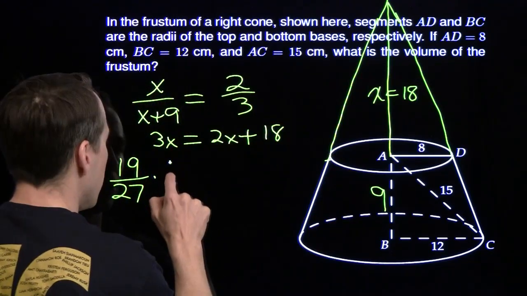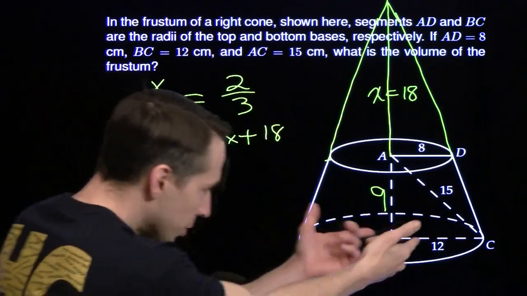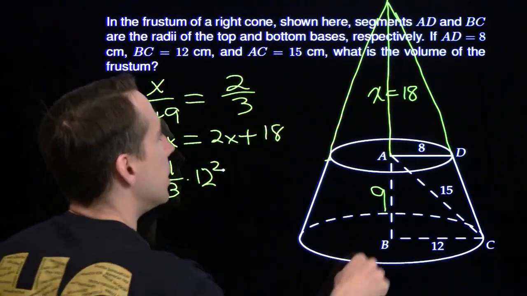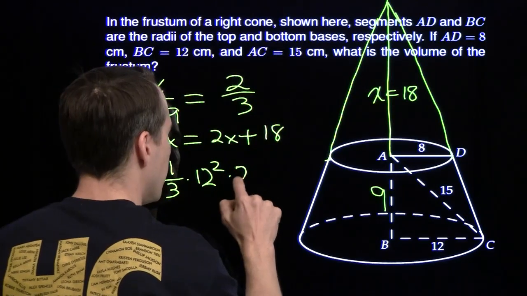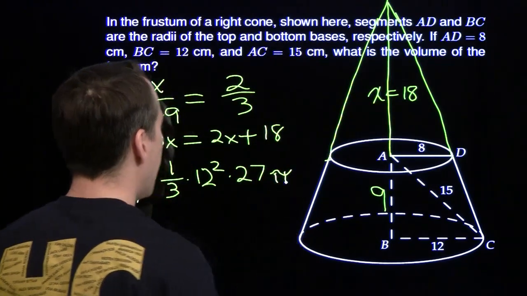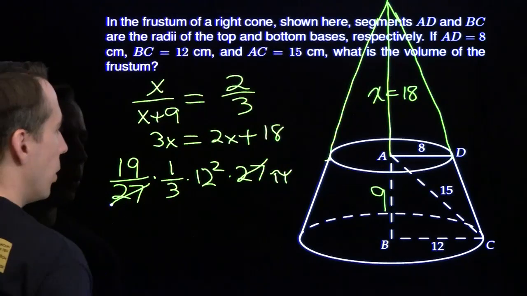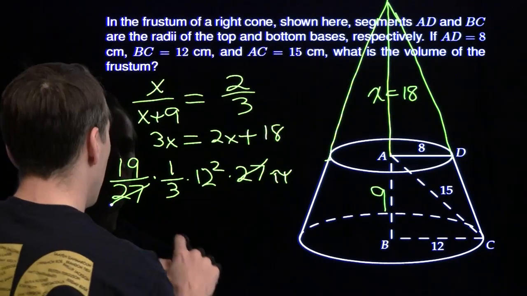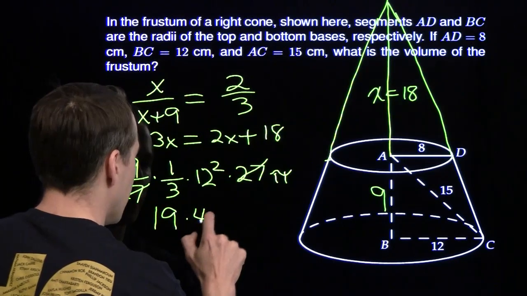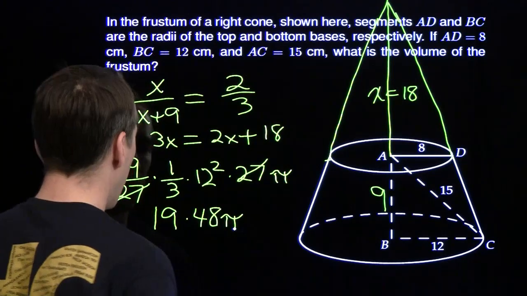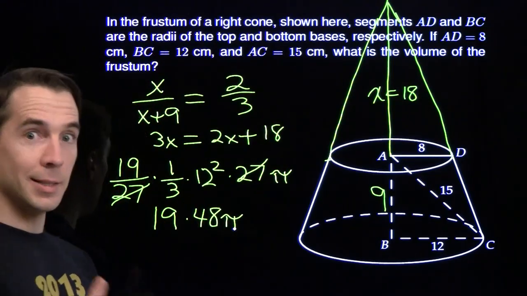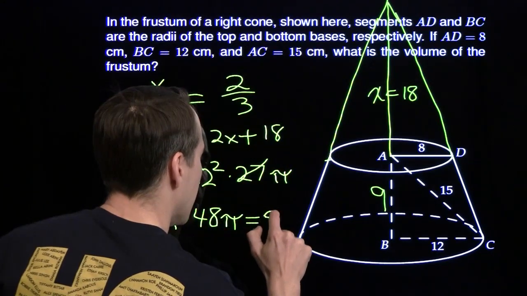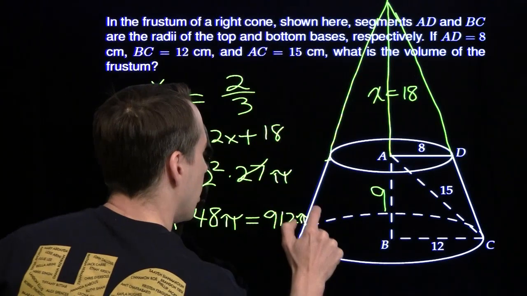So the volume of the whole large cone is 1/3 times the square of the radius, 12 squared, times the whole height, which is 27, times pi. All right, so our 27s cancel out. 3 cancels and knocks out a part of one of the 12s, leaves us 4. Oh boy, 4 times 12 is 48. So I've got 19 times 48 pi. Well, to calculate that, 20 times 48 is 960. We want 19 times 48, subtract 48, we get 912 pi. And we're finished.